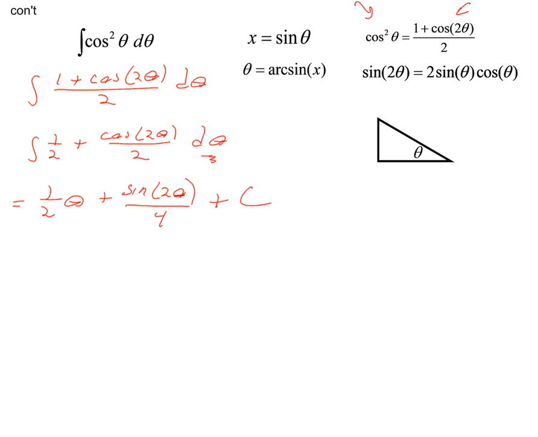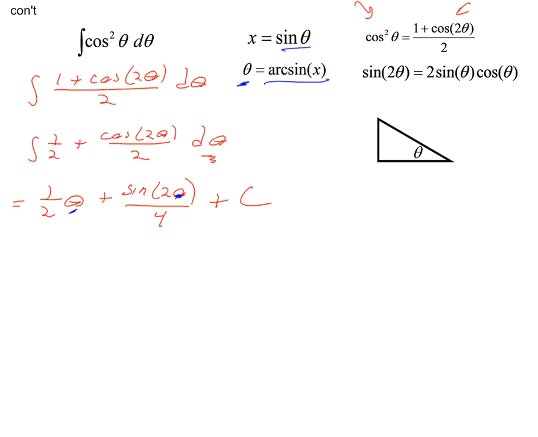Well, now the challenge here is going to be to get this all back in terms of x. Well, I know that if x is equal to the sine of theta, then theta is equal to the arc sine of x. That's easy. But I have the sine of 2 theta, and I just have sine theta here. How do I put that back in terms of x?